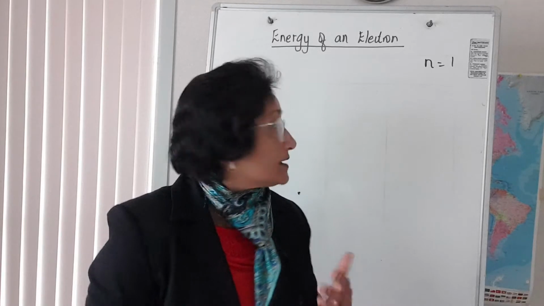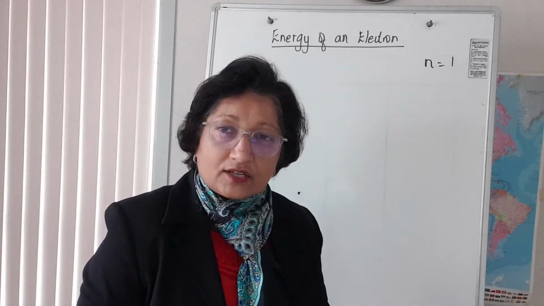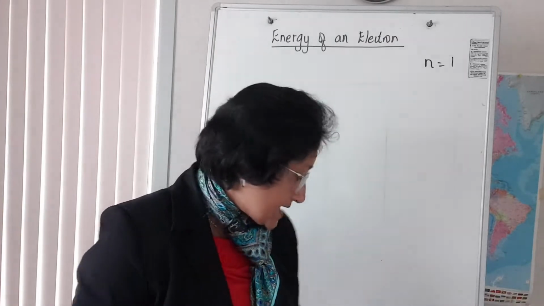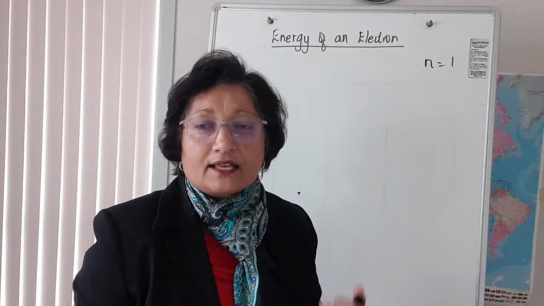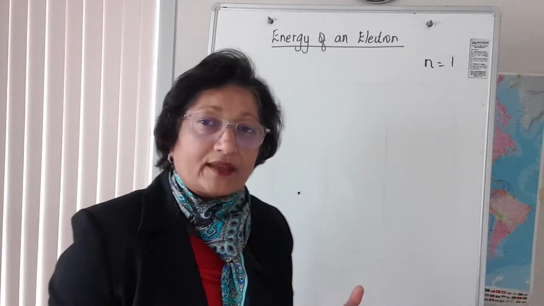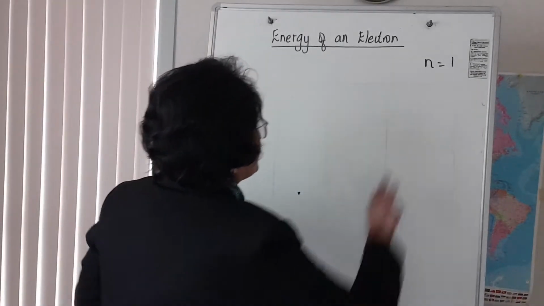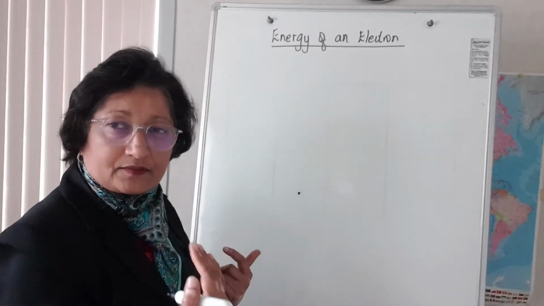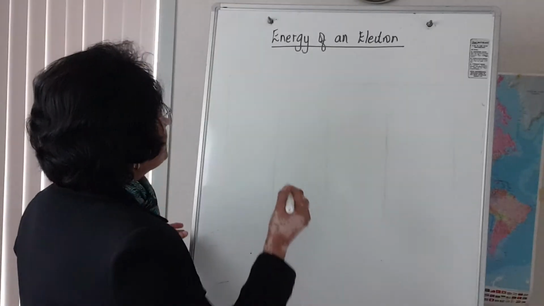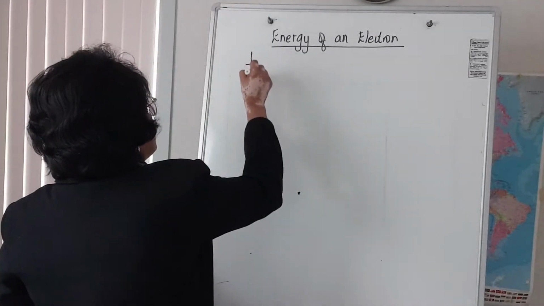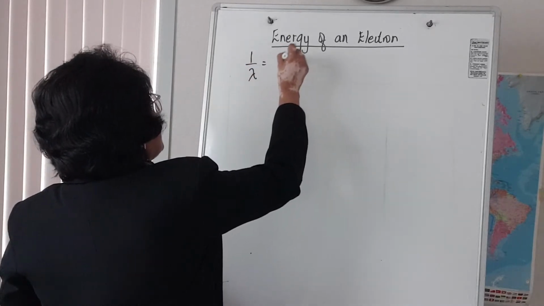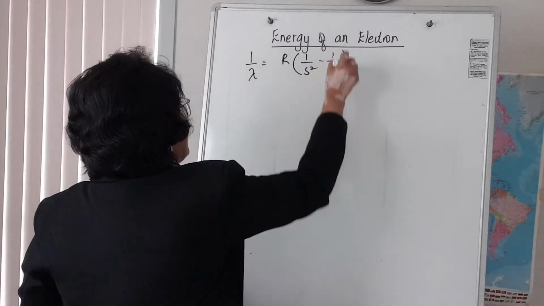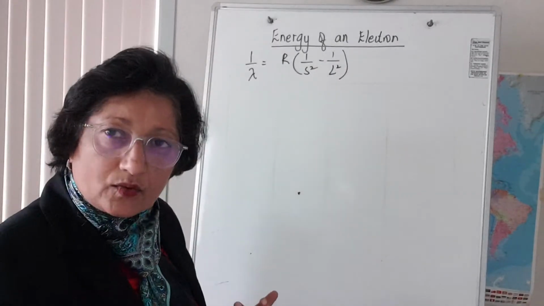So Bohr came up with a formula to calculate the energy of the electron at each of these different energy levels. And he started off with the generalized formula for calculating the wavelength. So the wavelength of any of these emission and absorption spectra, of any of this light that's given off, is 1 over lambda is equal to R, which is Rydberg's constant, times 1 over s squared minus 1 over l squared.